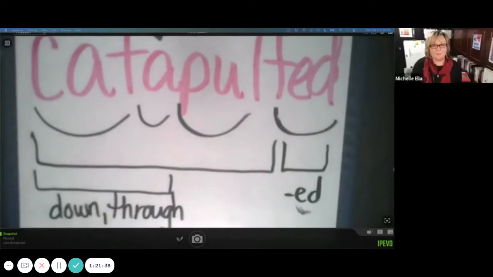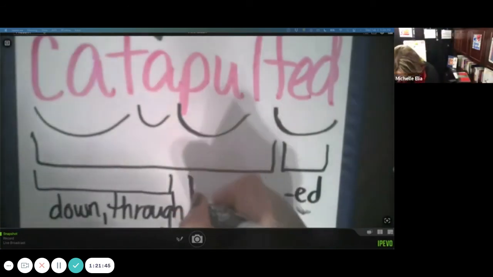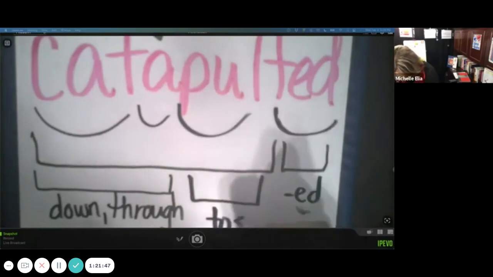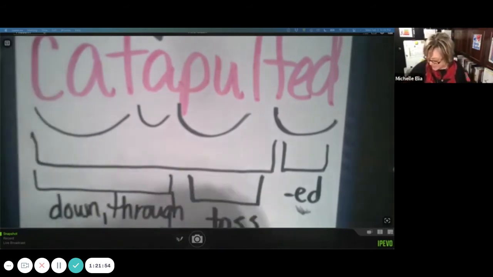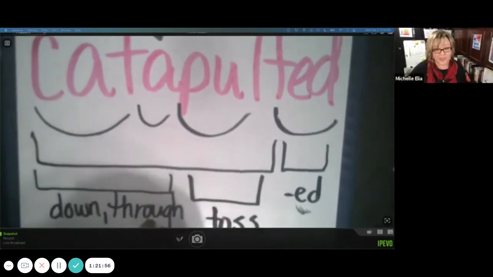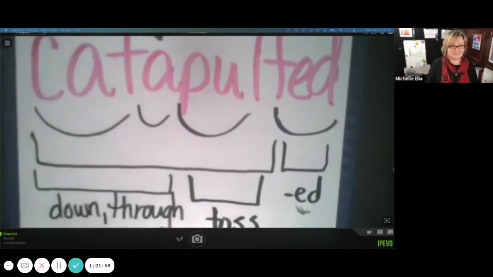Okay, and then we have pult, and pult again from Latin or from Greek, because it's actually in both, which means to toss or to throw. So I've got this word that means to toss, down or through, and it happened in the past tense.